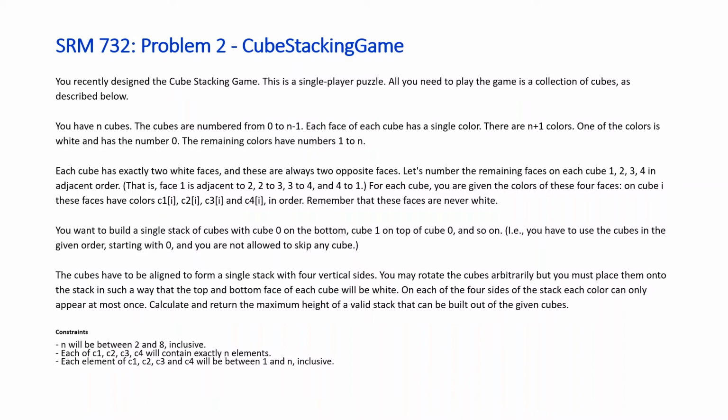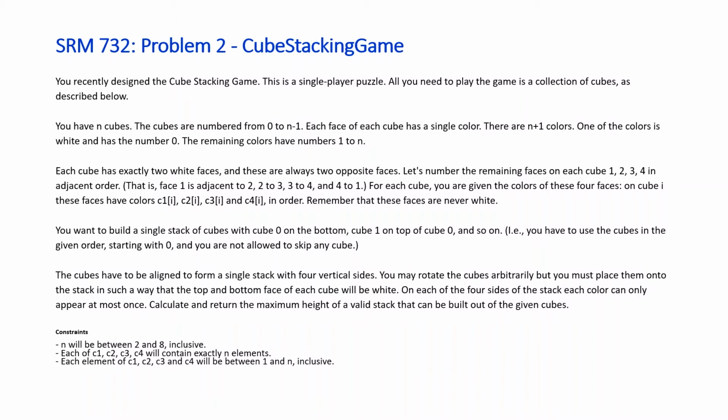You have n cubes. The cubes are numbered from 0 to n-1. Each face of each cube has a single color. There are n plus 1 colors. One of the colors is white and has the number 0. The remaining colors have numbers 1 to n. Each cube has exactly 2 white faces, and these are always opposite to each other.